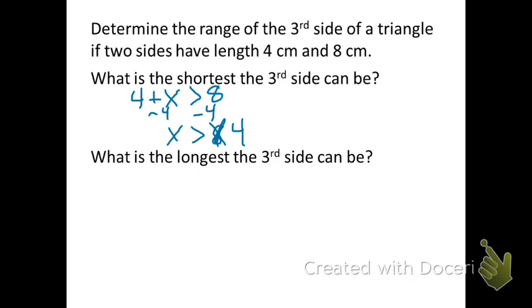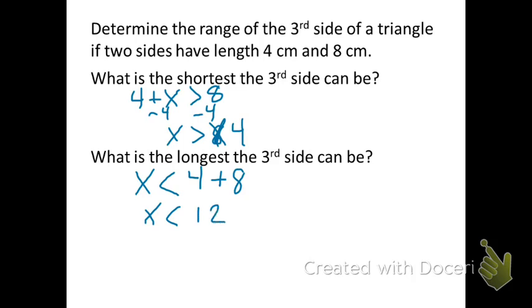So now assume that x is the largest side. So if x is the largest side, x has to be less than the sum of the two other sides, the two shorter sides. In this case, we'll assume it's 4 and 8. So x also has to be less than 12.